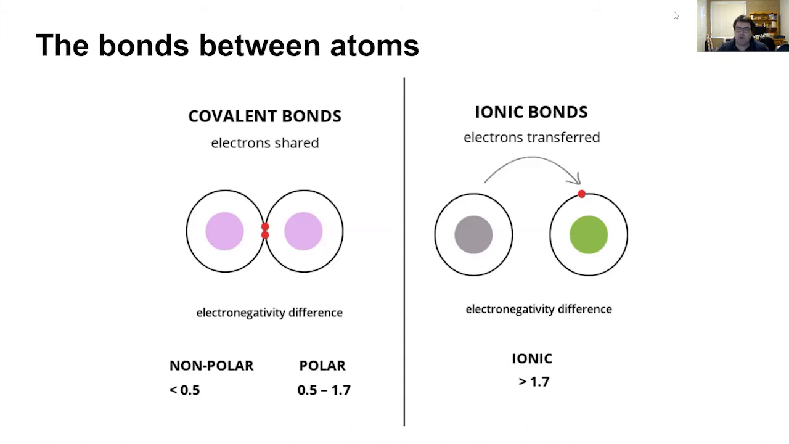All right, our other main type of bonding to be mindful of is ionic bonding. This is where we have electrons being transferred from one atom to another when we have the formation of compounds. This happens when there is a significantly large difference in electronegativity, such as a difference of 1.7 or higher.